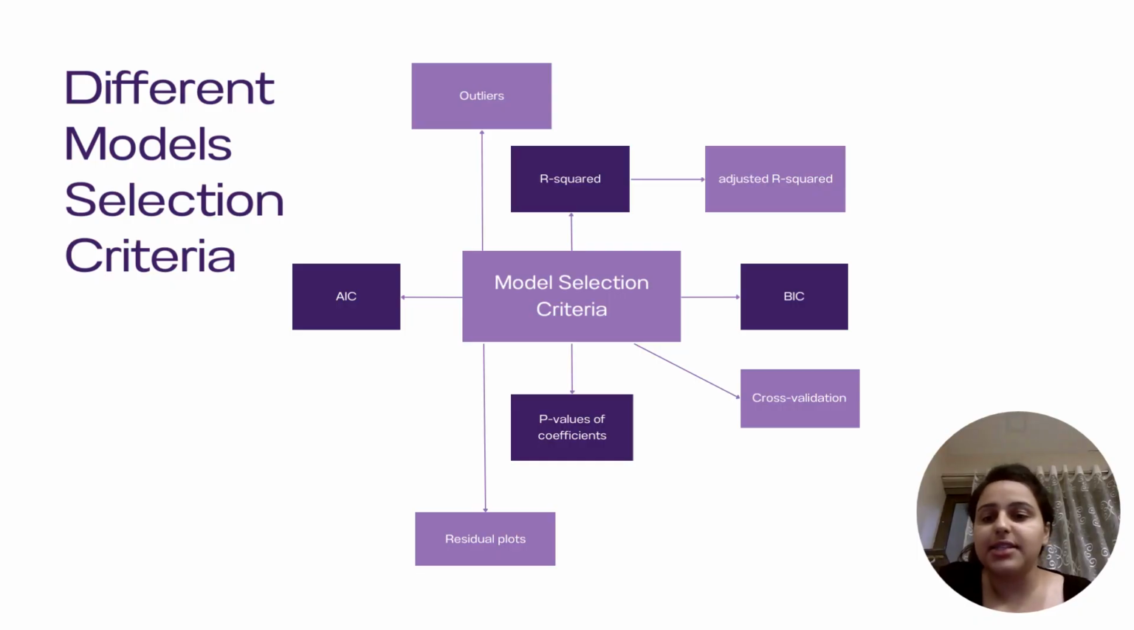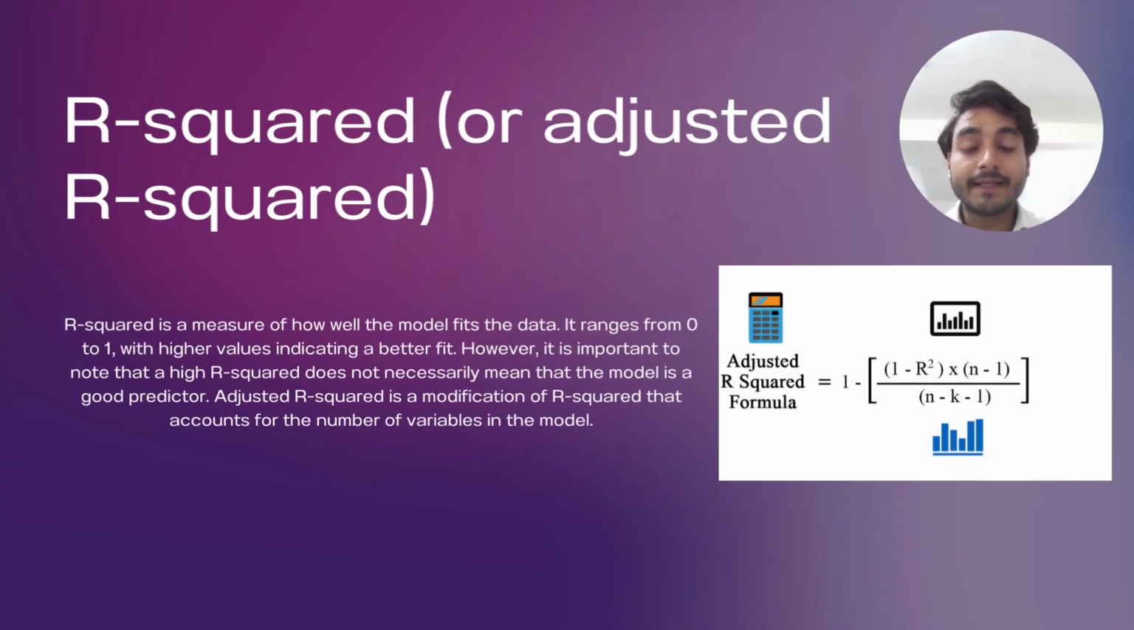Regression analysis is a statistical technique used to examine the relationship between a dependent variable and one or more independent variables. When conducting regression analysis, it is important to select the most appropriate model to achieve accurate and reliable results. In this presentation, we'll discuss some commonly used model selection criteria in regression analysis. As we saw in the previous slide, there are multiple model selection criteria.